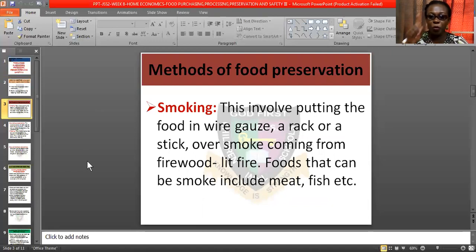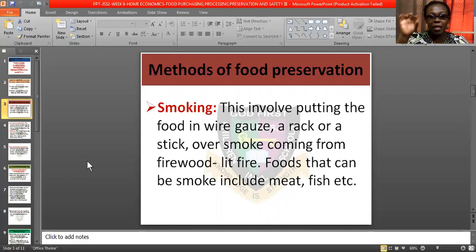Methods of food preservation. How do we preserve our food? How do you think we preserve our food? Number 1 is by smoking. Yes, by smoking. We all know what smoking is all about. When you bring out your fish, you put it on a wire gauze, put charcoal under it, and the heat from the fire will be drying the fish. That is an example. Now let us look at it.